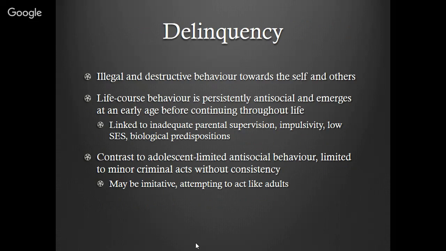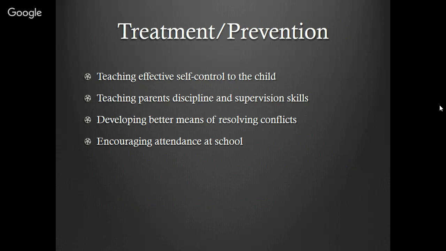Delinquency is what it sounds like. So it's people going nuts all the time. It's illegal, destructive. It depends. It can vary in how long it lasts. Some can be limited to adolescence, and that's when people go through that rebellious phase. Or it can be quite a lifelong thing, which is the life course side of things. That can be linked to a whole bunch of factors like poor supervision, being impulsive, poor SES, or possibly some neurotransmitters again. Okay, treatment and prevention.